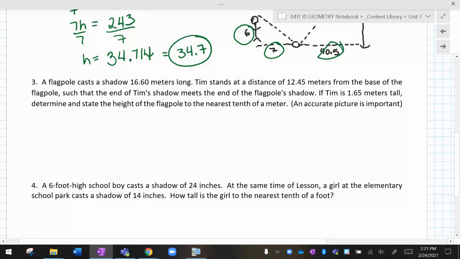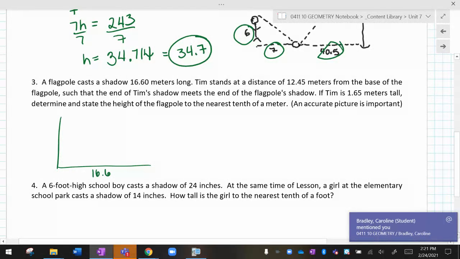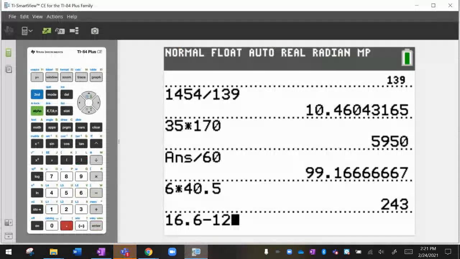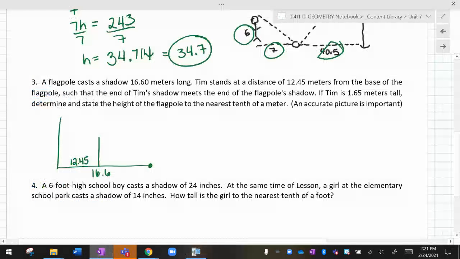A flagpole casts a shadow that's 16.6 meters long. Tim stands at a distance of 12.45 meters from the base of the flagpole. Okay, so I got a flagpole here, and it's got a 16.6 meter shadow. Tim stands 12.45 meters from the base of the flagpole. So here's Tim. This is 12.45, such that the end of his shadow reaches that. So if I do 16.6 minus 12.45, I'll get 4.15, that part right here.